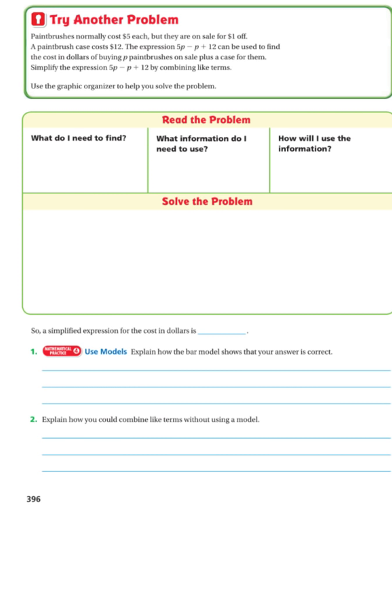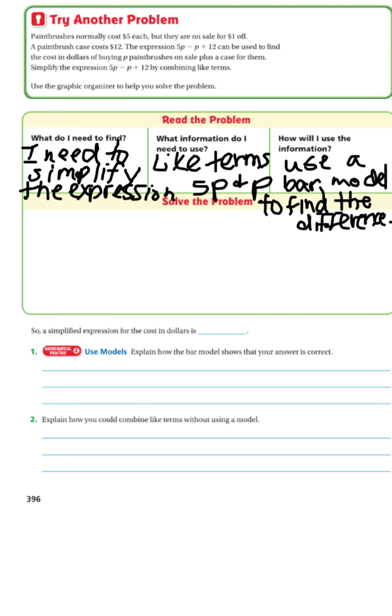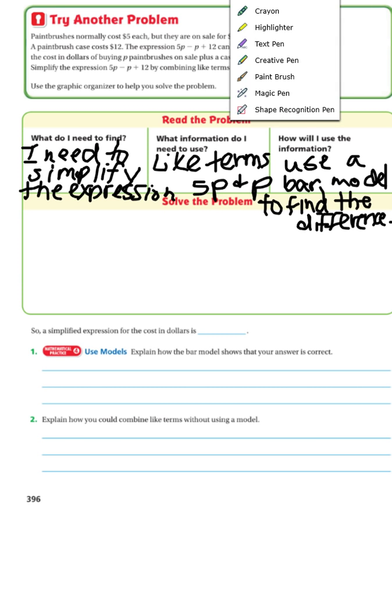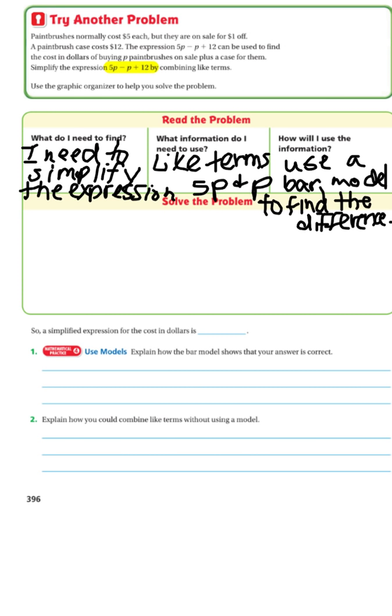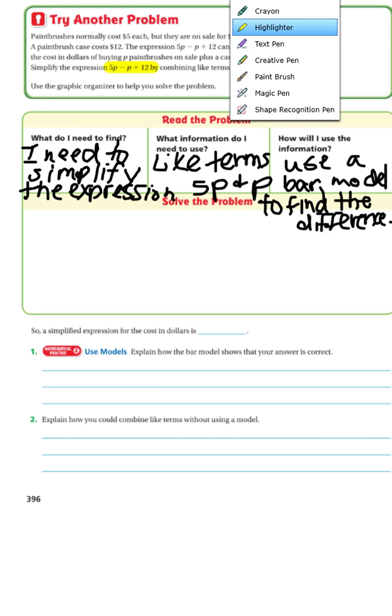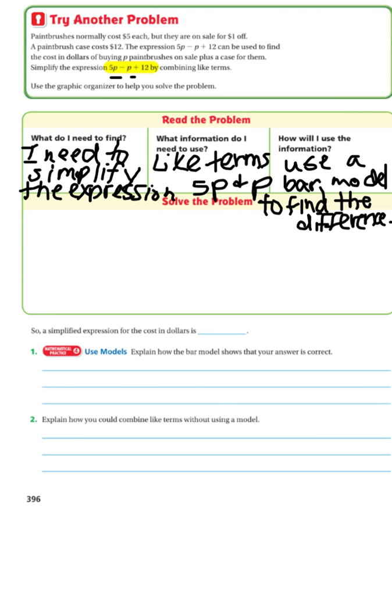What do I need to find? I need to simplify the expression. What information do I need to use? Well, I need to go back in the story problem and look for the expression. Then I need to combine like terms, which are the ones that end in the same variable, which would be p. So 5p and p are the like terms here. And how would I use the information? I'm going to use a bar model to find the difference.